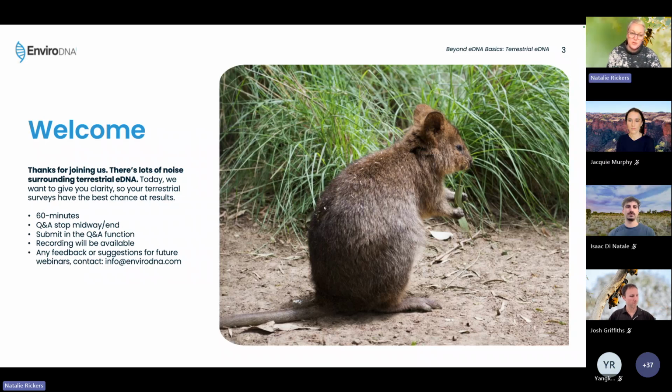There's been a lot of noise surrounding terrestrial DNA, and today we want to provide some clarity as to how your terrestrial surveys can give you the best chance of results.